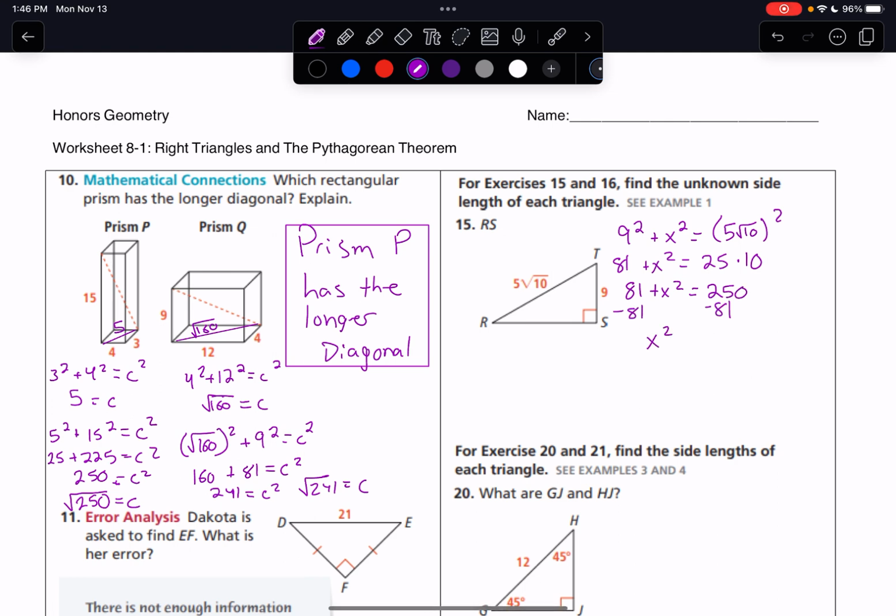So x squared equals 169. And then we'll take the square root of both sides and find out that x equals 13. So the missing side, RS, is 13 units.